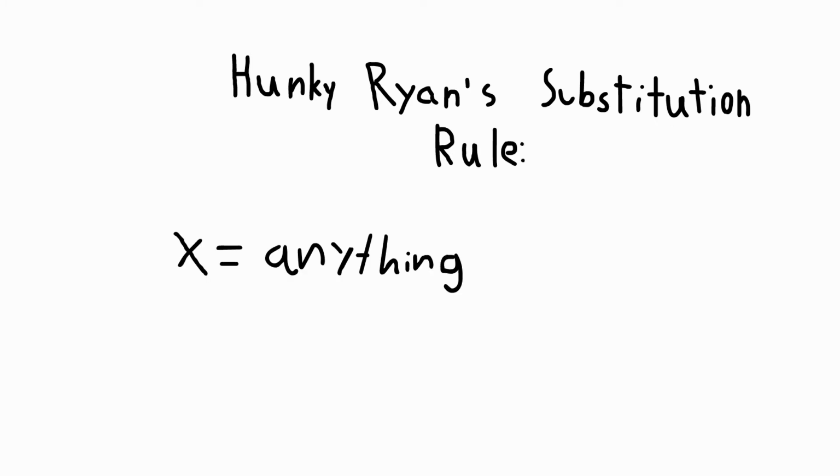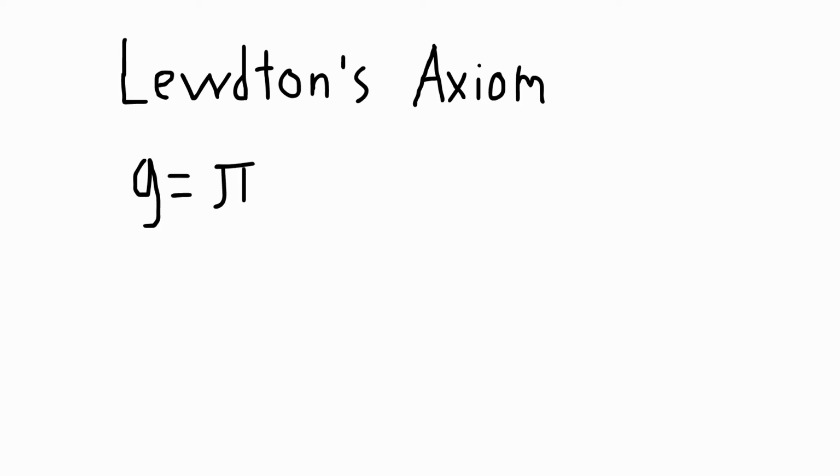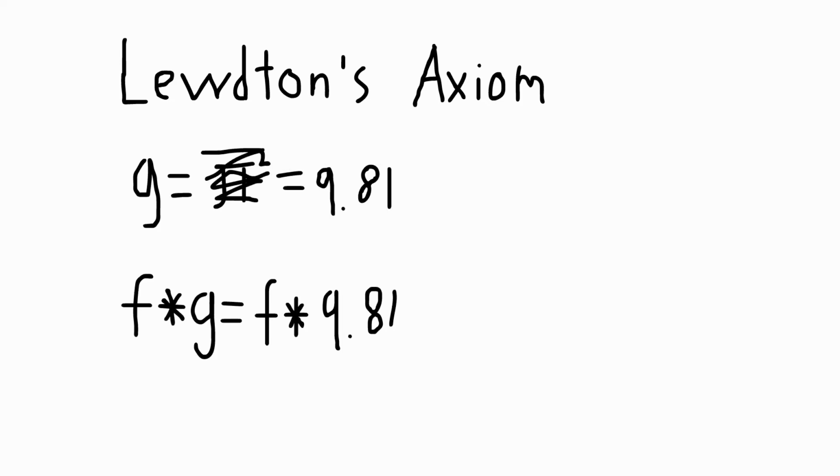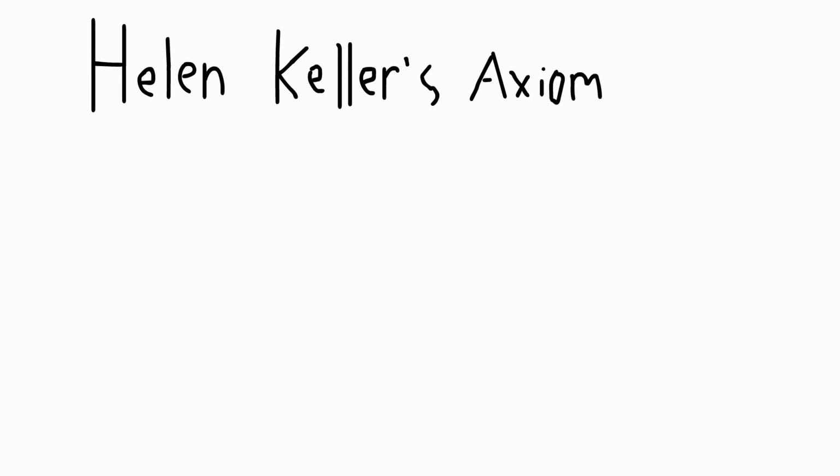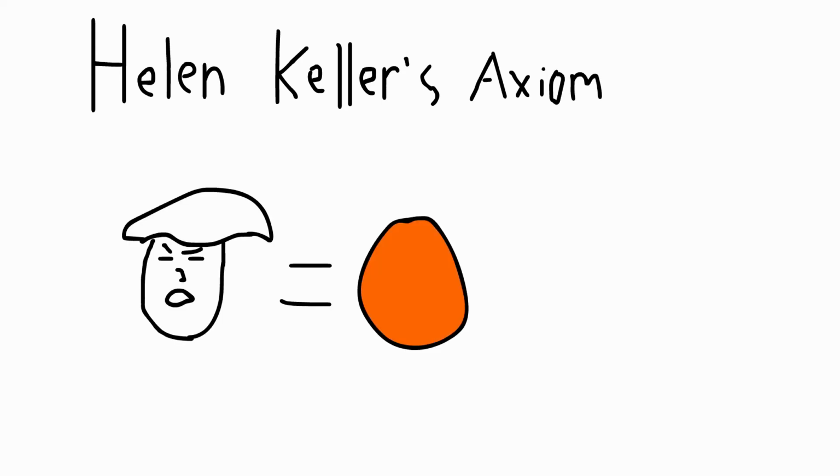Hunky-Rhine's substitution rule states that any variable can be swapped for any other variable at any point. Similarly, Lewton's axiom of universal variable usage states that if a variable is found to have a value in one situation or problem, it can be assumed that that variable will have the same value in any situation or problem. Helen Keller's axiom states that if something looks like something else, they may be used interchangeably.